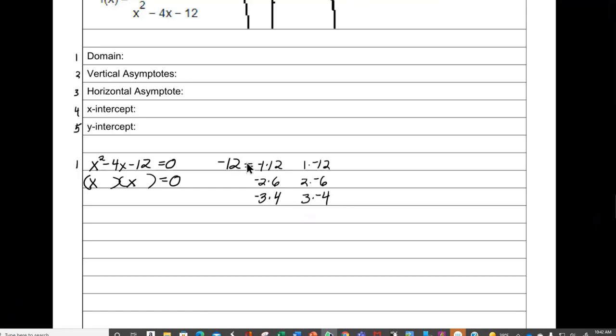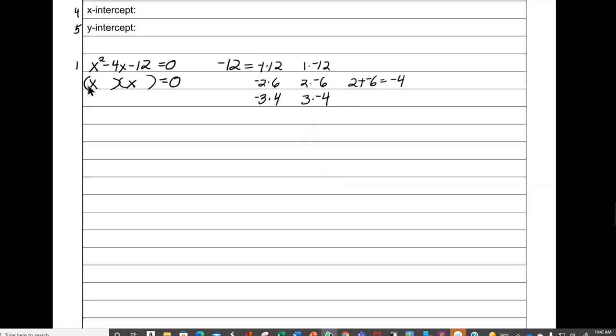Now, I need to find one of these factor pairs that has two numbers in it that add up to the middle number, negative 4, right here. And here it is. Positive 2 plus negative 6 equals negative 4. So I will use a plus 2 and a minus 6. And then I will set each factor equal to 0. X plus 2 equals 0. And X minus 6 equals 0.